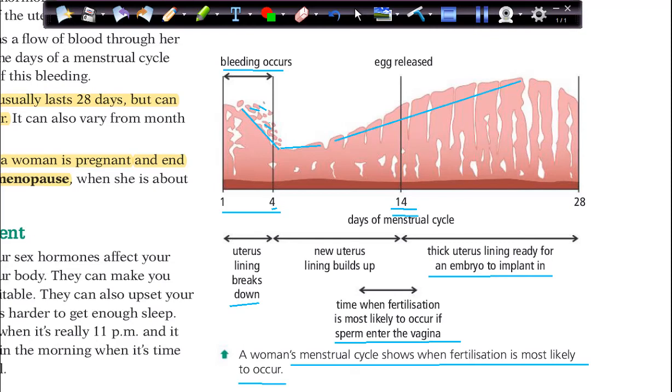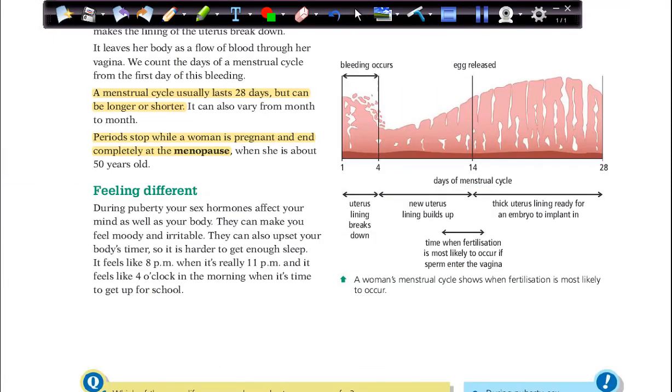So the menstrual cycle usually lasts 28 days. So here the egg leaves her body as a flow of blood through her vagina. We count the days of the menstrual cycle from the first day of this bleeding.